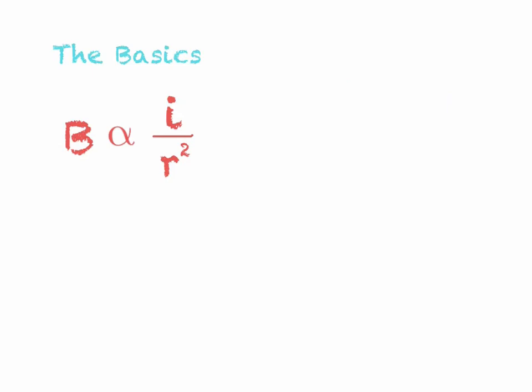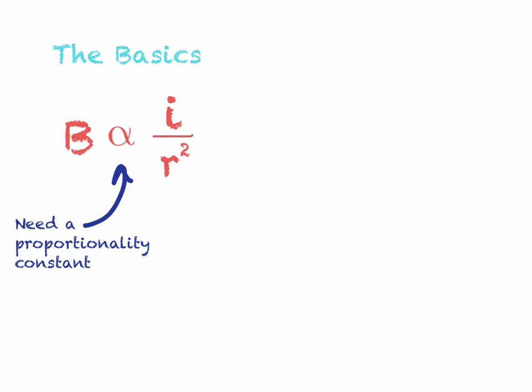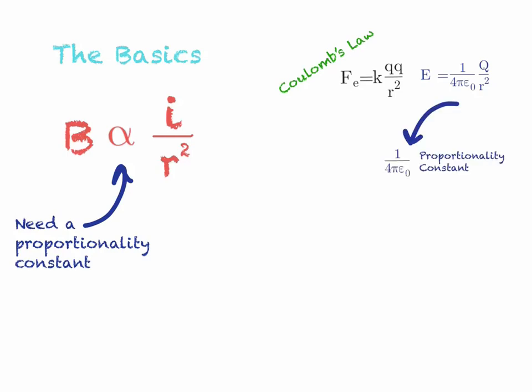Now, in order for these to actually be an equation, we need to add a constant of proportionality. If you remember from, for instance, Coulomb's law or the electric field, we had a constant of 1 over 4 pi epsilon naught. Epsilon naught was the vacuum permittivity, and it described the space around the charged particle. Well, we're going to have something similar here in magnetism, and that is mu naught over 4 pi.